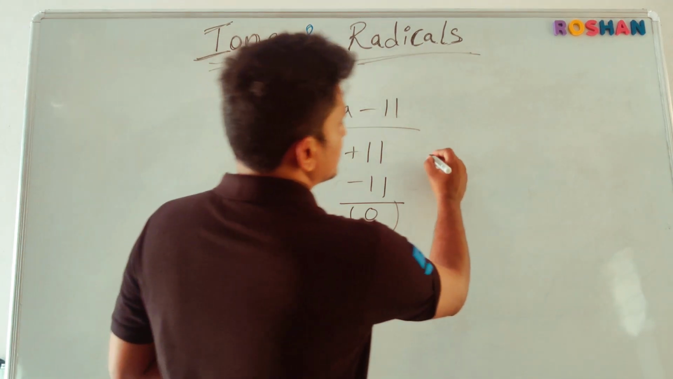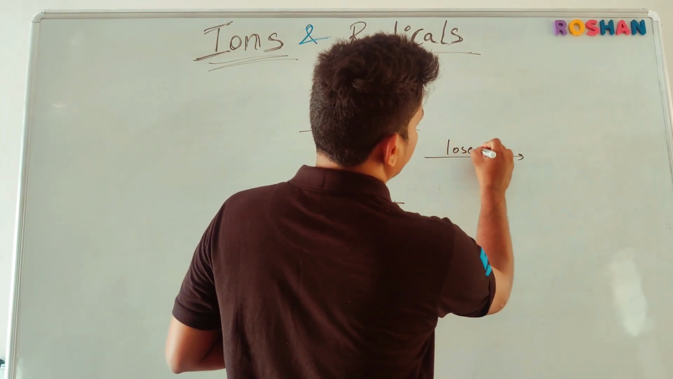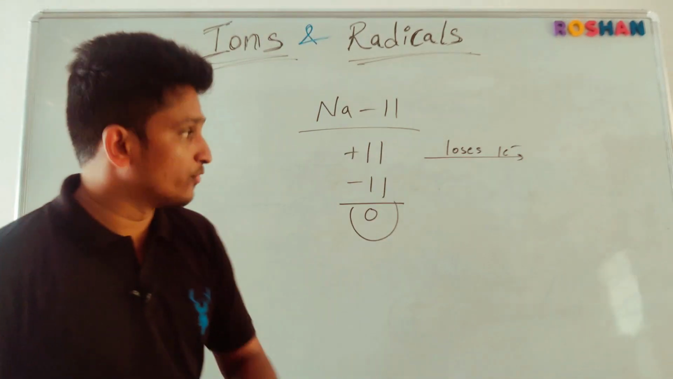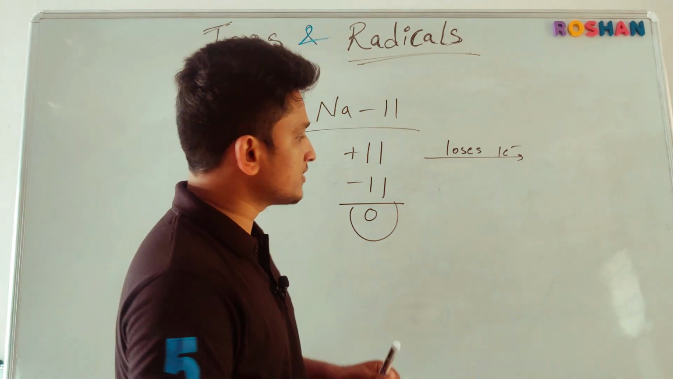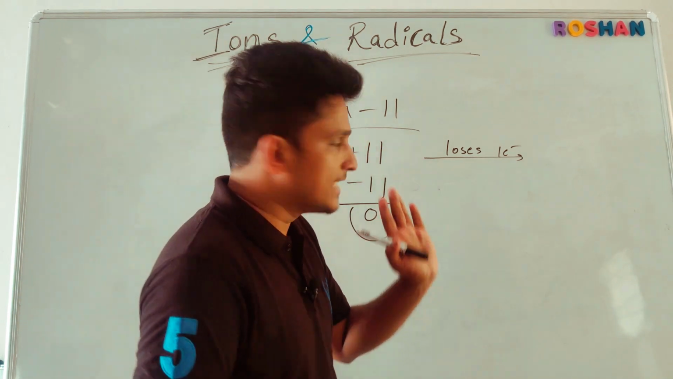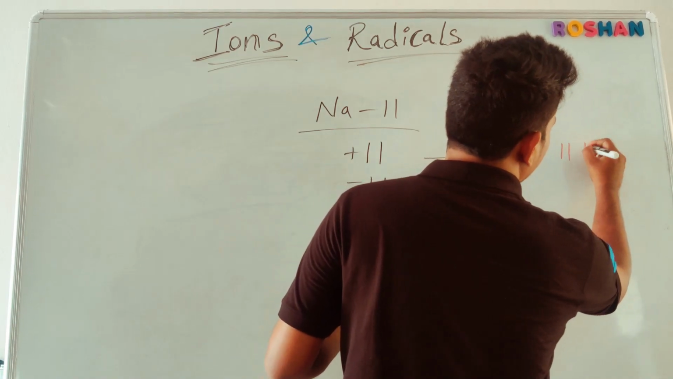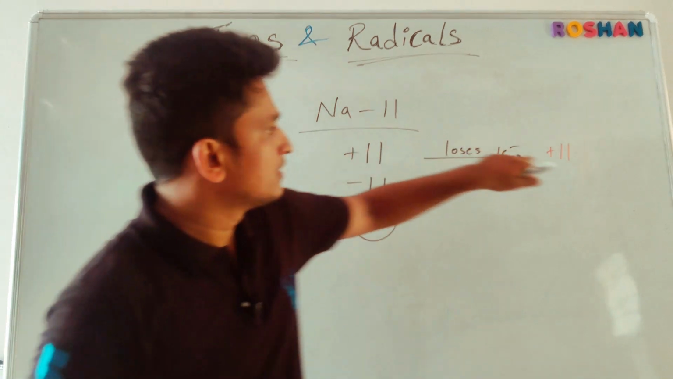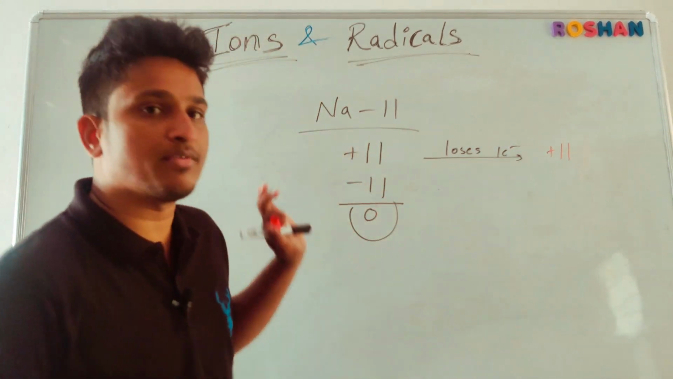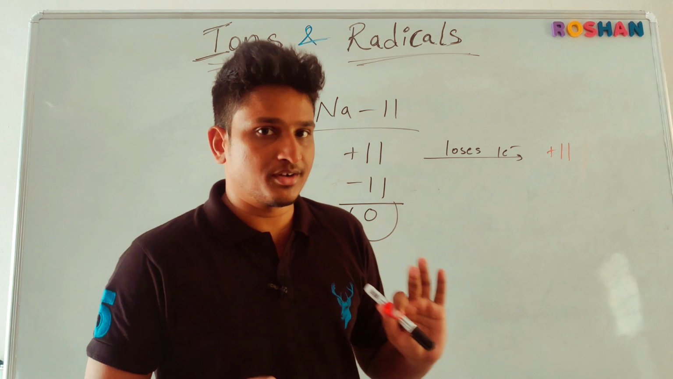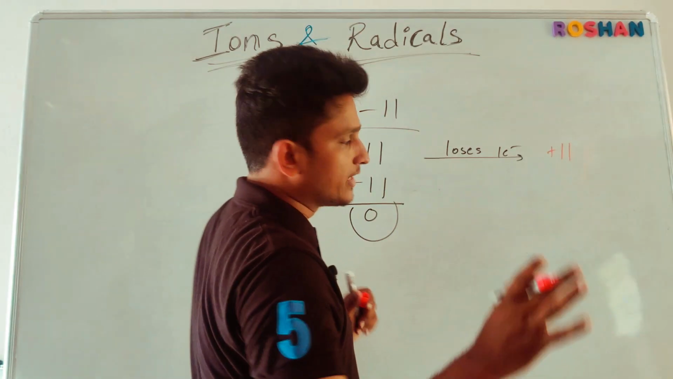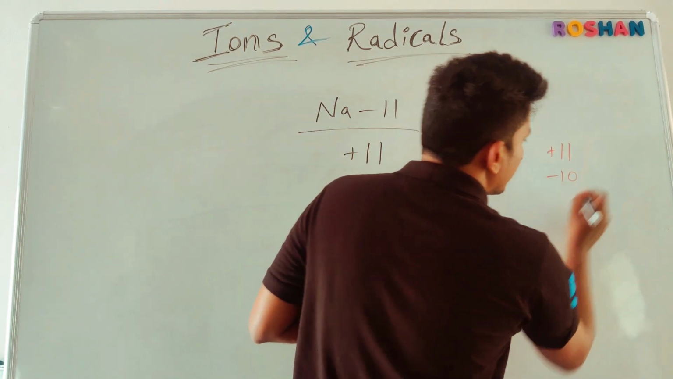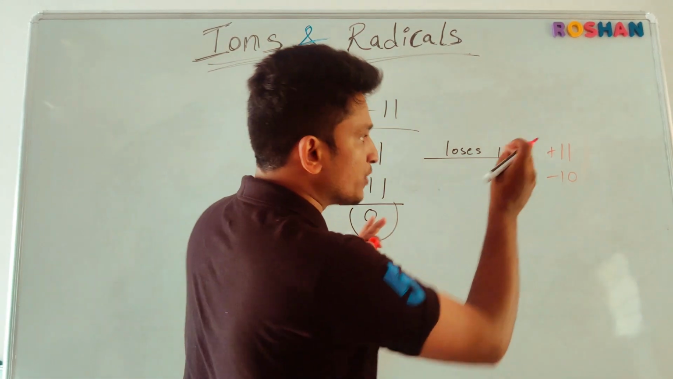Here, sodium loses one electron. Sodium loses how many? One electron. If it lost one electron, students, is there any change in the number of protons? Absolutely no. The proton number is the same, plus 11. Protons are not changing. It is simply losing one electron. Initially there are 11 electrons. If it lost one electron, what are the remaining electrons? Initially 11, lost 1, so electrons are 10. This positive and negative indicate the charge of the protons and electrons only.